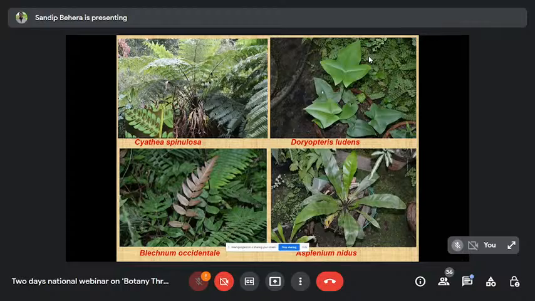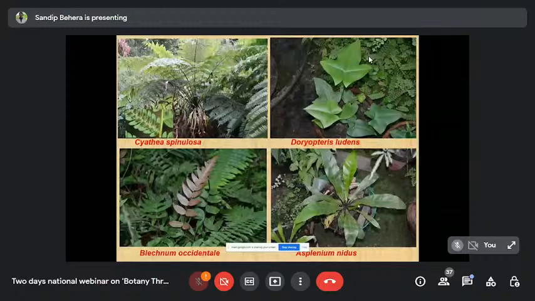And this is Drynaria quercifolia. It is also a very beautiful ornamental plant, and it is a highly rare plant. It is not commonly found. And it also has medicinal property. This is Blechnum occidentale. When it starts growing, you will find a beautiful pink leaf. When it matures, it becomes green.